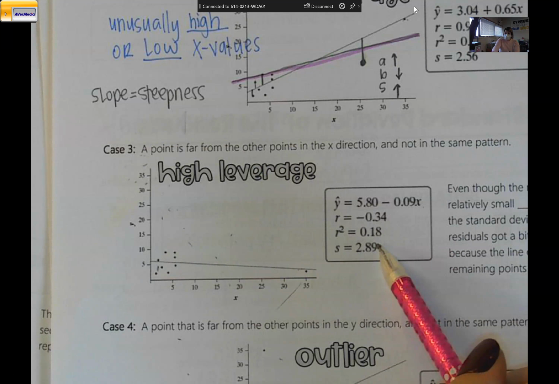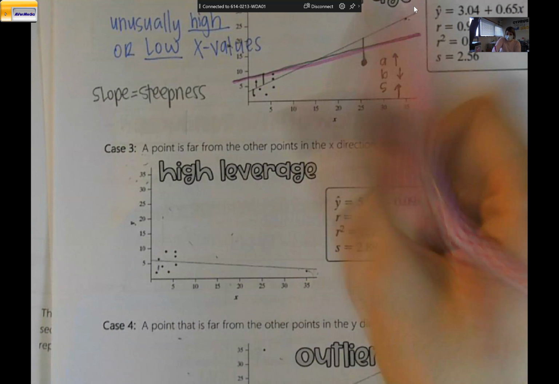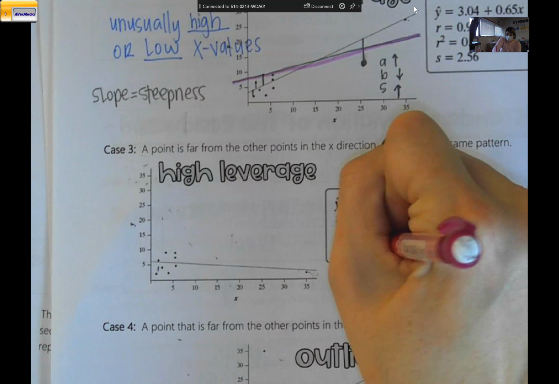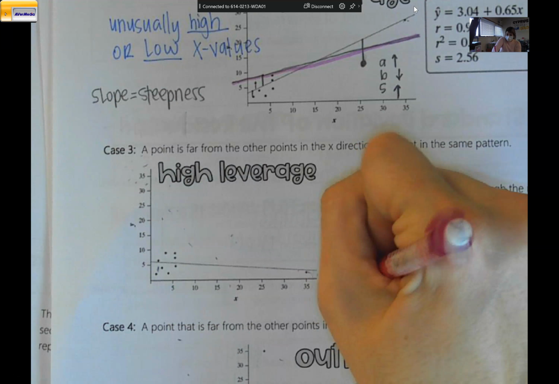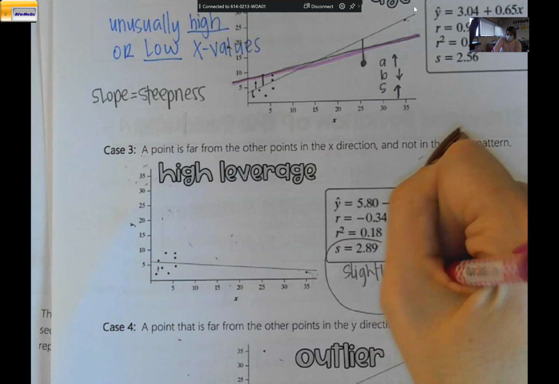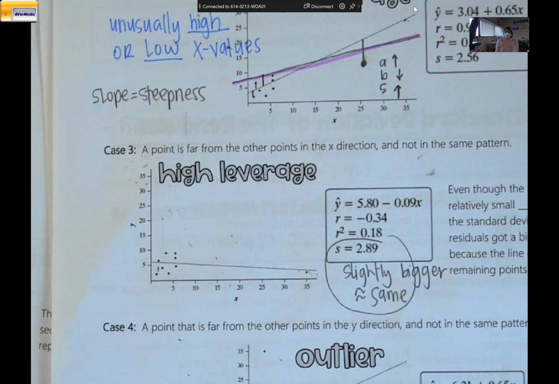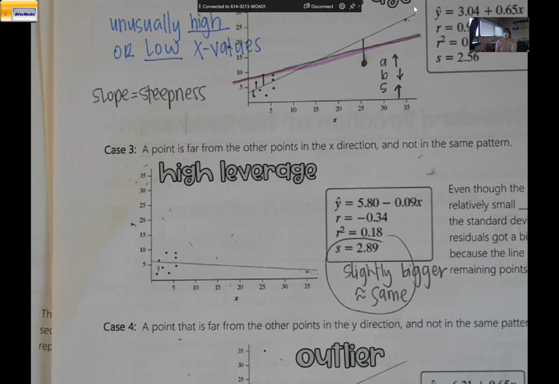And S is about the same. It's a little bit bigger, but I think that maybe I would say about the same. Slightly bigger, which is, for all intents and purposes, probably categorized as about the same.